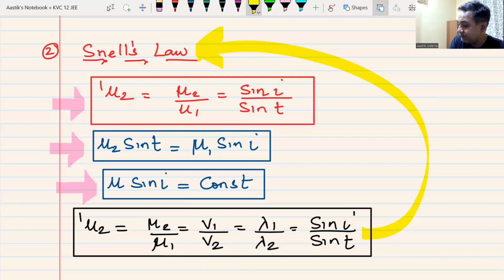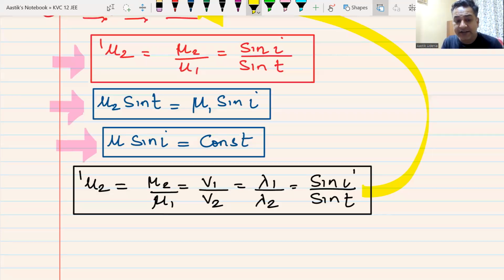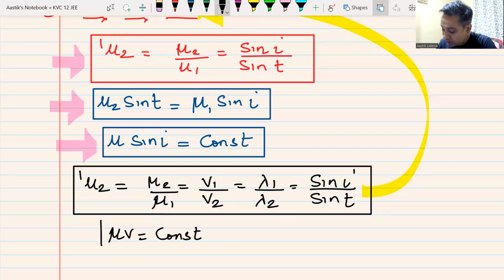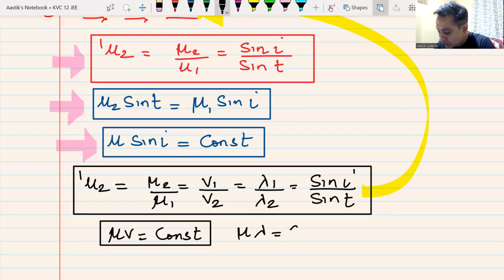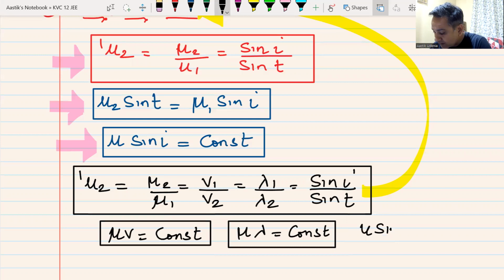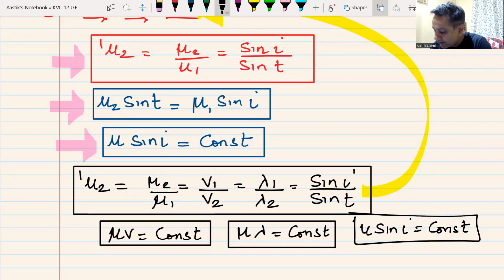Do we understand this, beta? When I wrote all this, we had referred to Snell's law, or I could write this in a different way. I can write it like this: mu into V is a constant. When I write it like this, I am referring to Snell's law. This is Snell's law. Again, if I write it like this, mu into sine I is a constant, this is again referring to Snell's law. Do we all understand this?